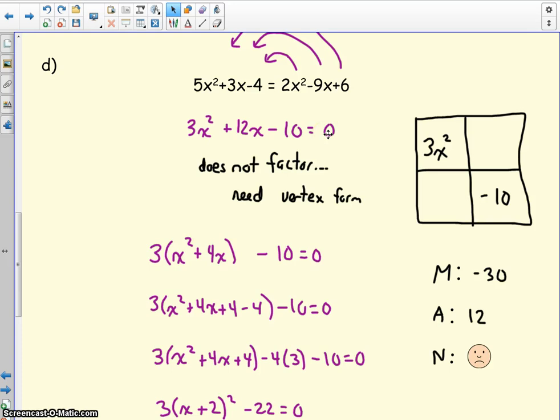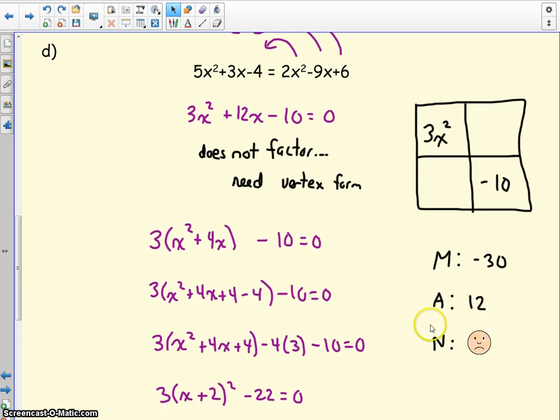So from here, like in the other ones, I tried to factor it. When I try to put in an array, this is where I ran into a problem. I have 3x squared and minus 10, so I need two numbers that multiply to negative 30 and add to 12. You can try as long as you want, but you're not going to find those two numbers. So they don't exist, so this one unfortunately does not factor.